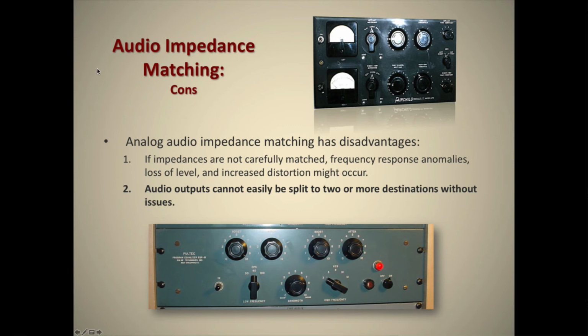And the other issue is it's very hard to split your output. You can take a Pultec and split it to 2 channels, so take its output and put it to 2 channels on a console, but you're actually going to lose half your voltage. You're going to see the signal level drop by 6 dB. And that's not something you really want to do, because you want to keep your voltage as high as possible so it can be as far away from the noise floor as possible. So impedance matching had some issues.